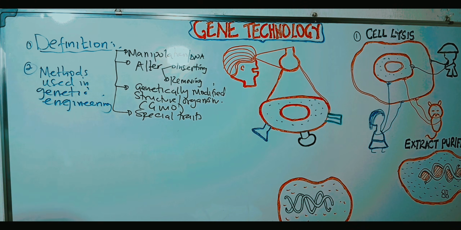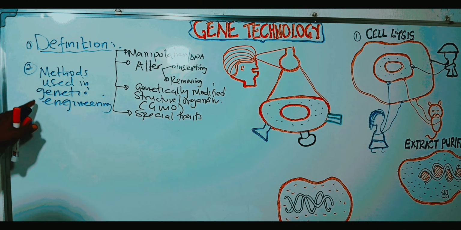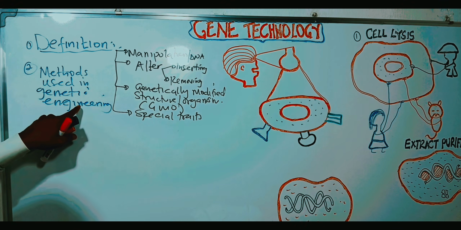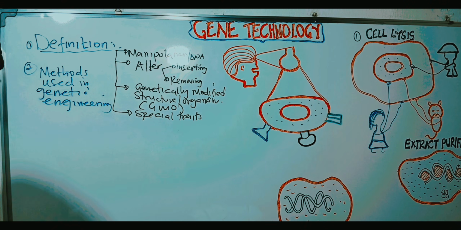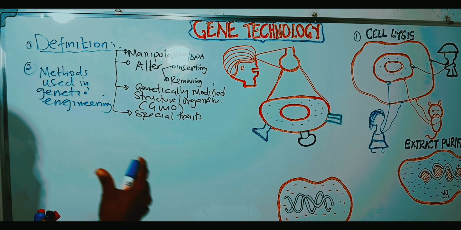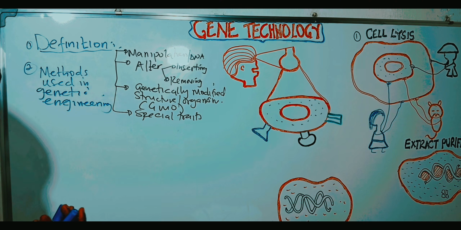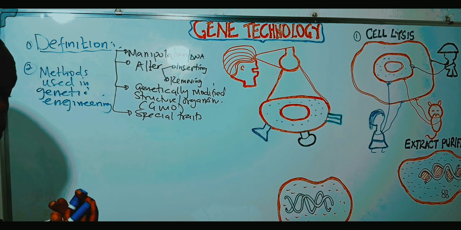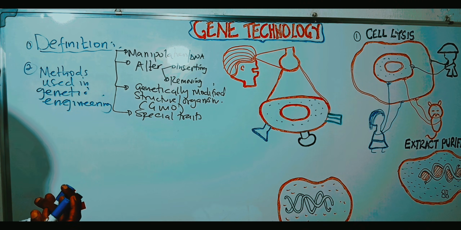So do not get confused, members. The word genetic engineering is the same as gene technology. You get? Because when I apply a certain kind of technology onto the genes, it is the same as someone engineering them. Engineering means giving them that energy, that potential, that difference. You get?